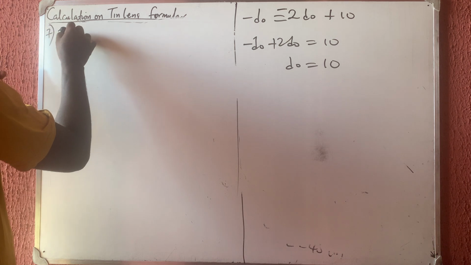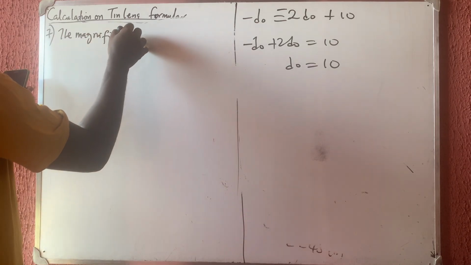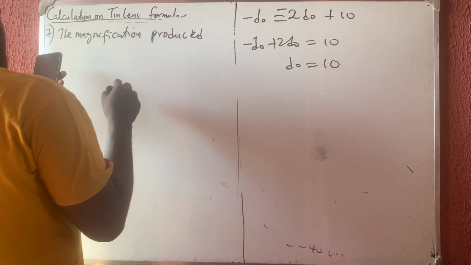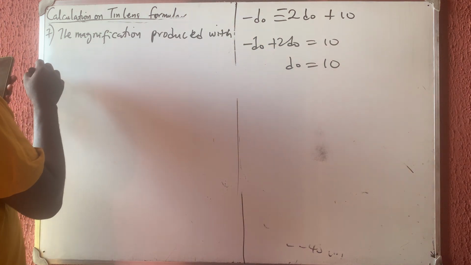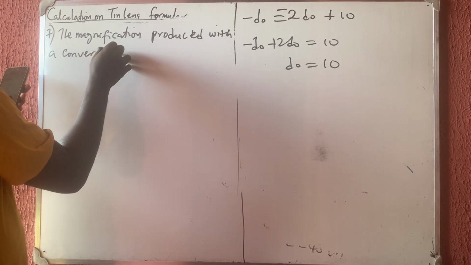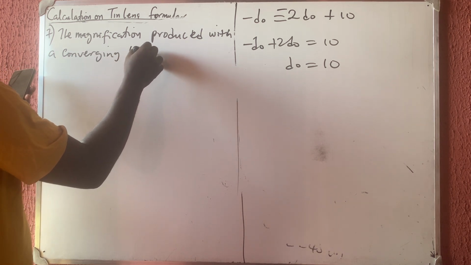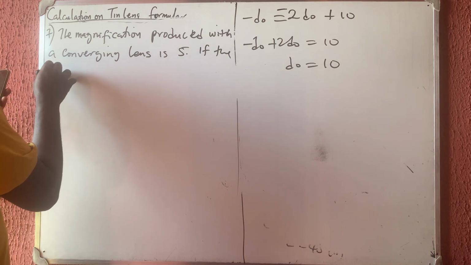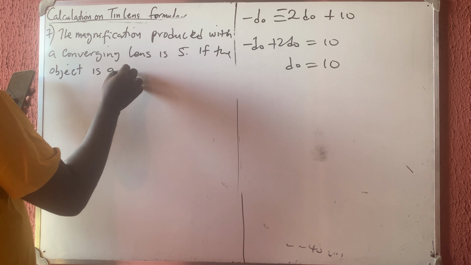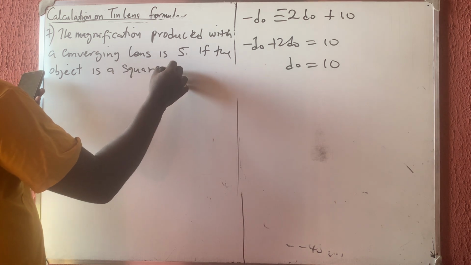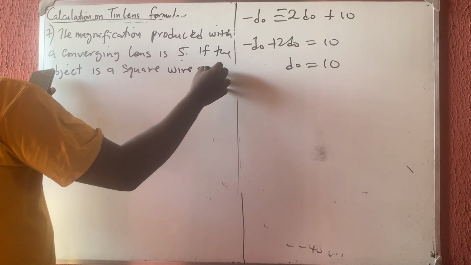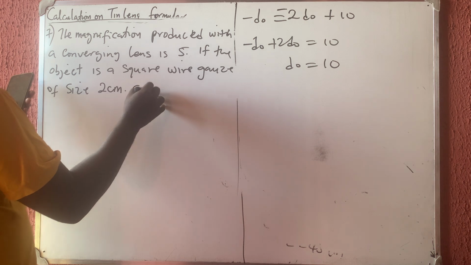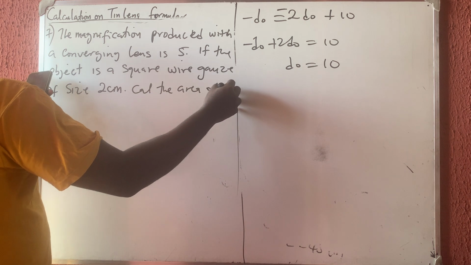So I have that the magnification produced with a converging lens is 5. And that's if the object is a square wire gauze of size 2 cm. And I say calculate the area of the image.